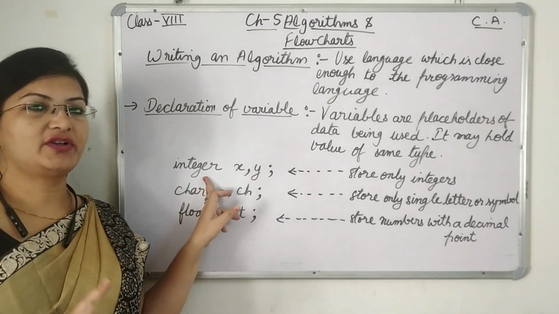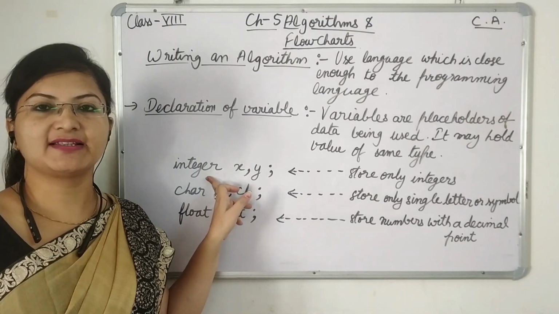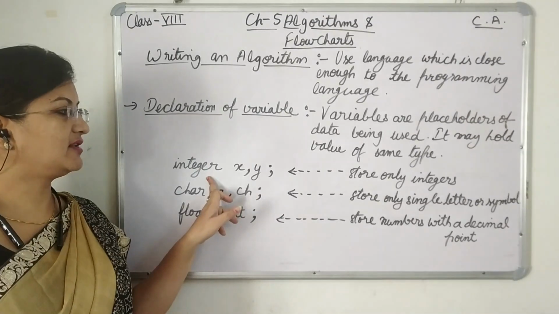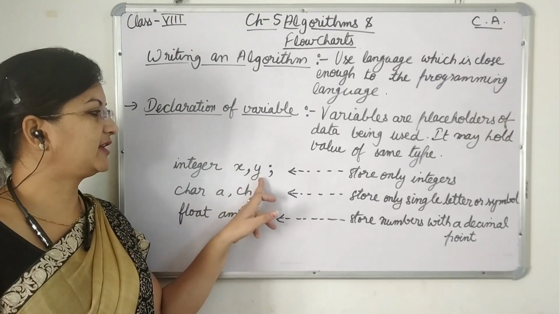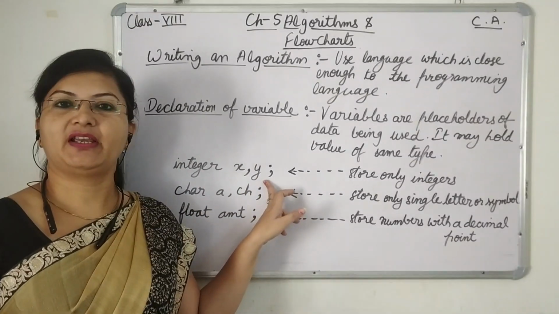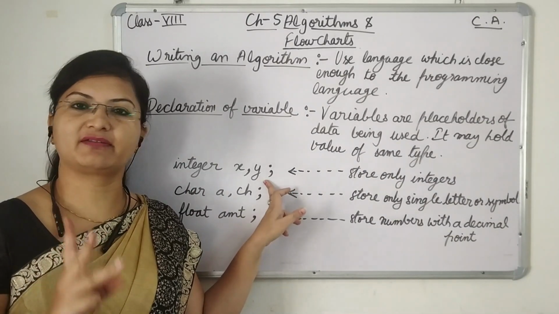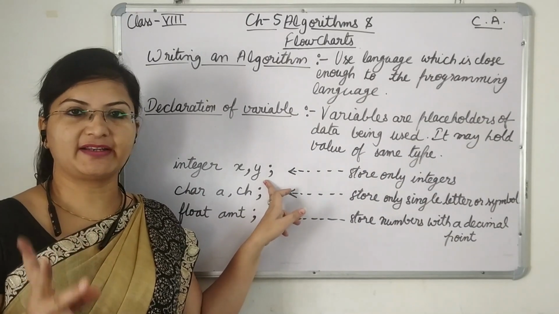Integers will store data of only the same type. You know, you have studied integers in maths. Integers actually store negative to positive numbers. Here we have taken two variables, integer x and y. In the flowchart we have taken three numbers because there we have to compare three numbers. Got it? X, y and z.